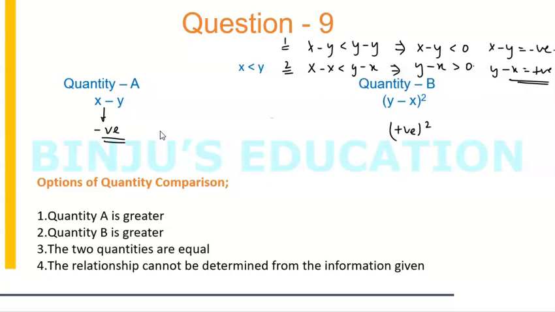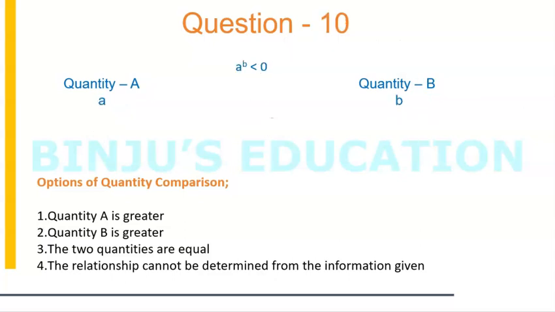Now, quantity B being a positive number, this will always be greater than a negative number. So, which of them is greater? Quantity B is greater, and that's your answer. All right, let's move on. Okay, pause the video and try this question, please.